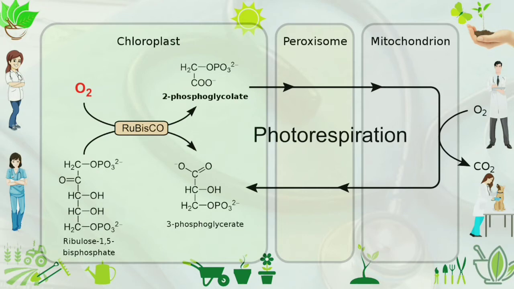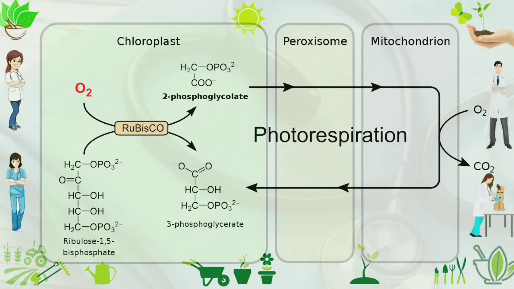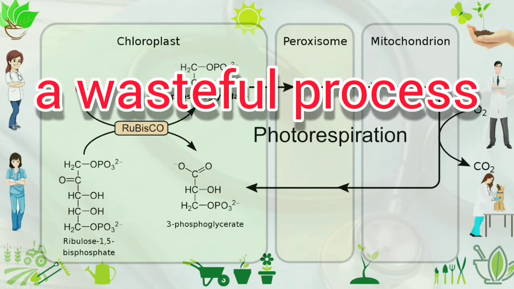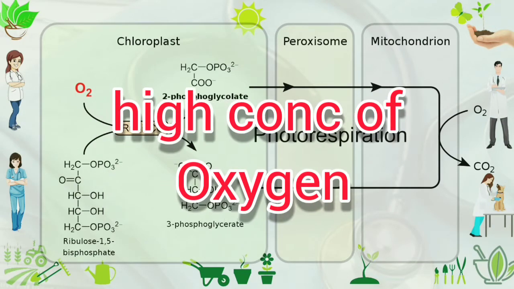Photorespiration is a process that involves the loss of fixed carbon as carbon dioxide in plants in the presence of light. It occurs in chloroplast, peroxisome and mitochondria. This process does not produce any ATP or NADPH and it is generally regarded as a wasteful process. It occurs usually when there is a high concentration of oxygen.